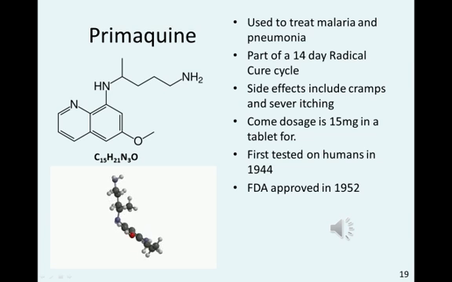Primaquine. It is used to treat malaria and pneumonia. It is part of a 14-day radical cure cycle. Some side effects include cramp and severe itching. It was approved by the FDA in 1952.